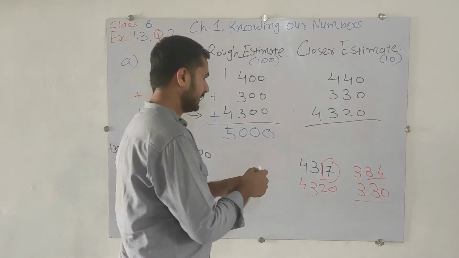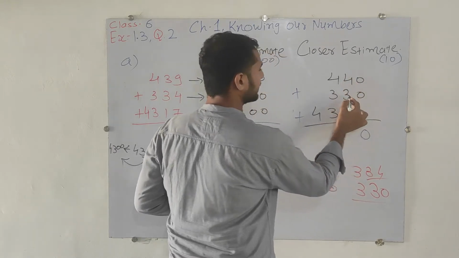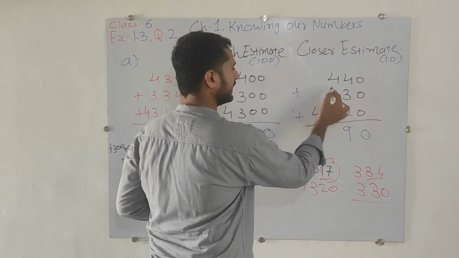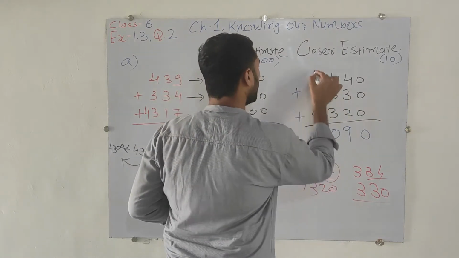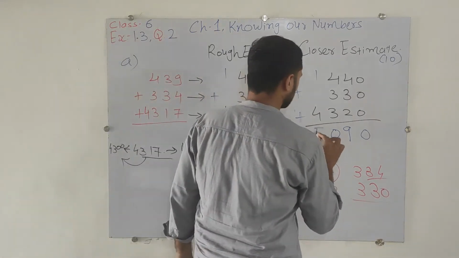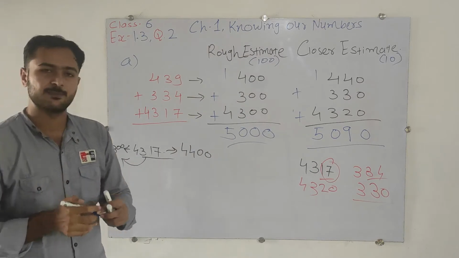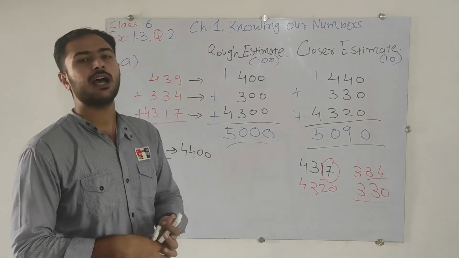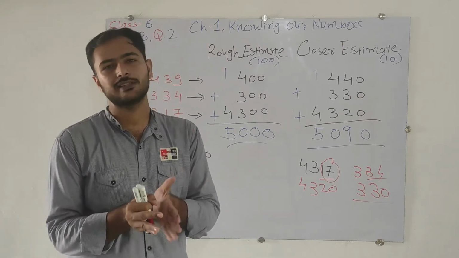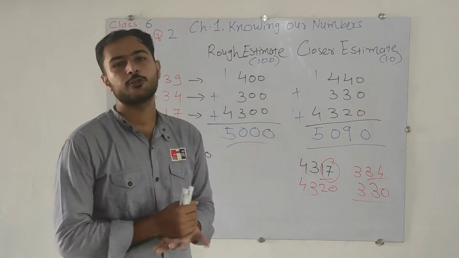0, 0, 0, 4 and 3 is 7, 7 and 2 is 9. Here again 4 and 3, 6, 7. 7 and 3 is 10, 0, 1 carry, 1 and 4 is 5. So that's the final answer, and here it is 5000. Now let's see the difference. When we do the approximation, the closer one means by the tens, and the rough estimation is by the 100s. See, the difference is 90.